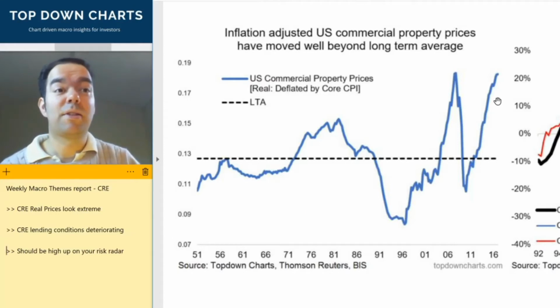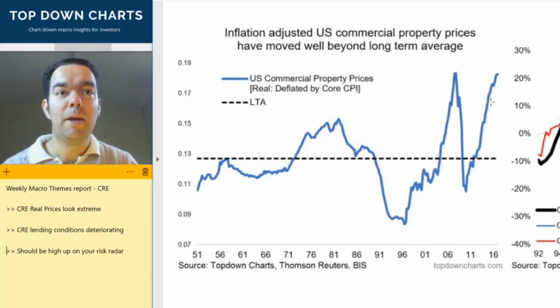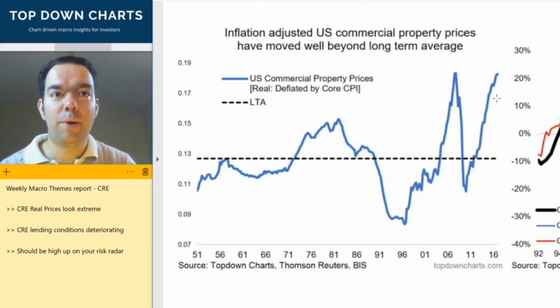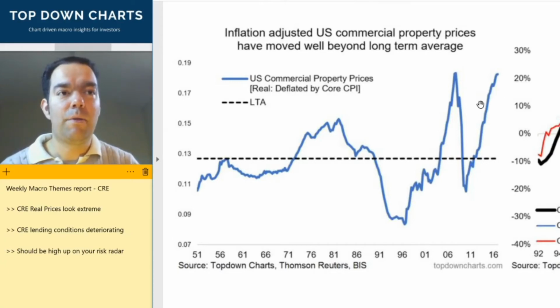And as a side note, the worst performing part of the US commercial property market, no prizes for guessing, is retail. That's reflecting the big structural trend away from brick and mortar to at least hybrid, if not pure internet driven retail space. So it's interesting how these trends seem to work their way through.